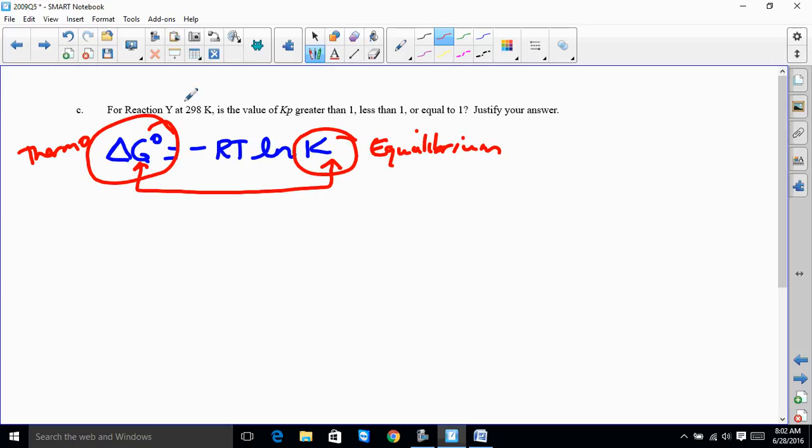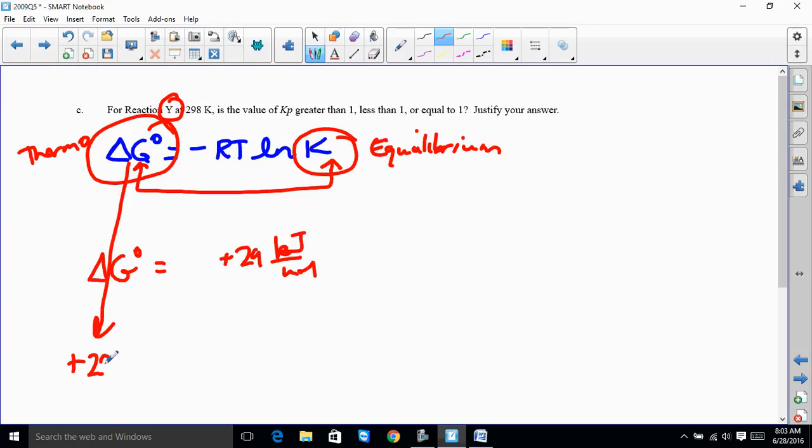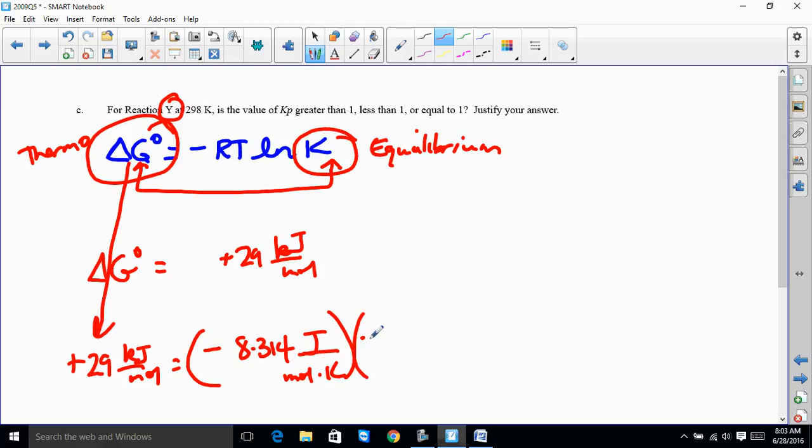If you look at reaction Y, you will see that delta G for reaction Y is a positive 29 kilojoules per mole. So let's think about this. R is always 8.314 joules per mole K. That's the value of R you use for thermo. T is 298 K. And this is in kilojoules, this is in joules, so really the better way is 29,000 joules.